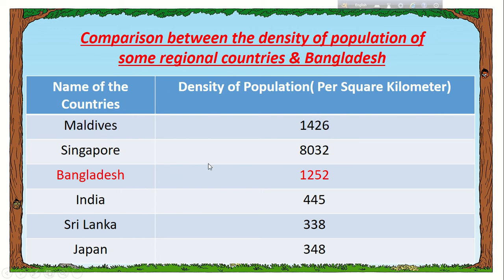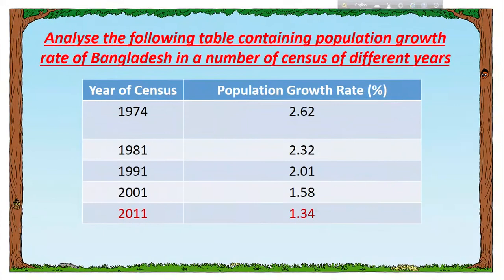That is, the density of population of Bangladesh is written here as 1252 per square kilometer. But according to the census report 2011, we know 1015 people live per square kilometer in Bangladesh. That means Bangladesh is a densely populated country.